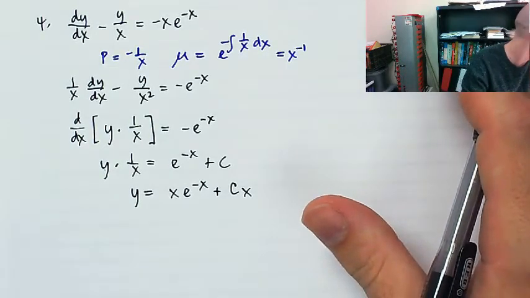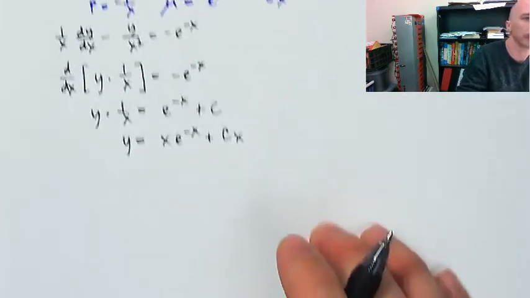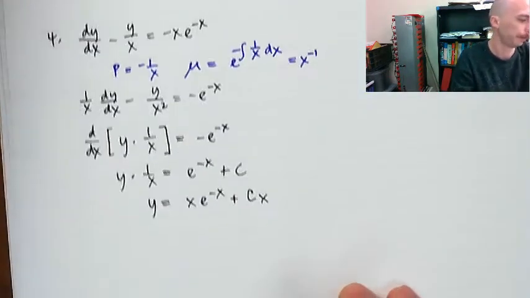So that's number 4. I've got to think there's going to be enough room. Yeah, there's definitely going to be enough room for number 5.